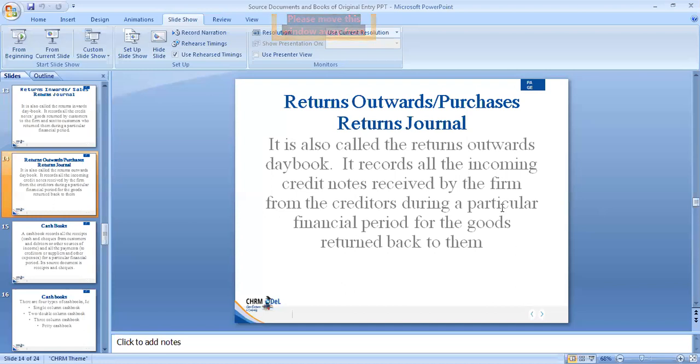Maybe I will give you a format for those particular four documents. That is the sales journal, the purchases journal, the return inwards journal, and the return outwards journal. Let me see.